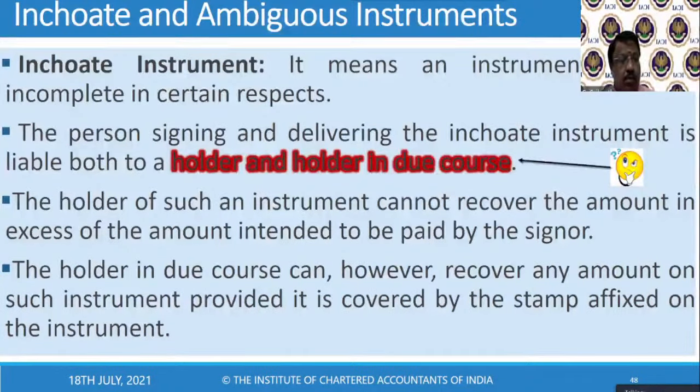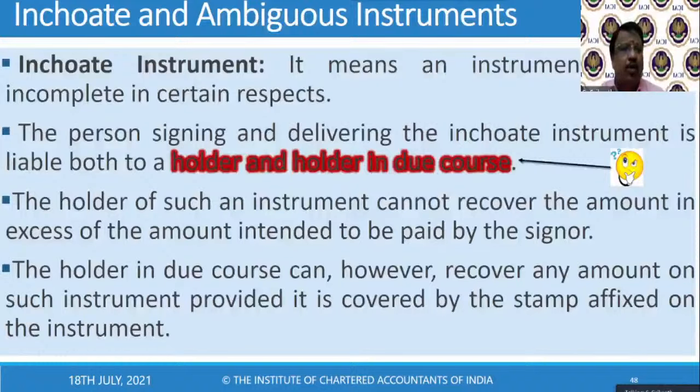Now, somebody steals it from him, same example. Okay, but they can fill up. It's not a holder in due course. Suppose Mr. A gives it to B for genuine debt, for which B has given consideration in terms of supply of goods or whatever. So B gets it blank. Now B can recover any amount on such instrument.